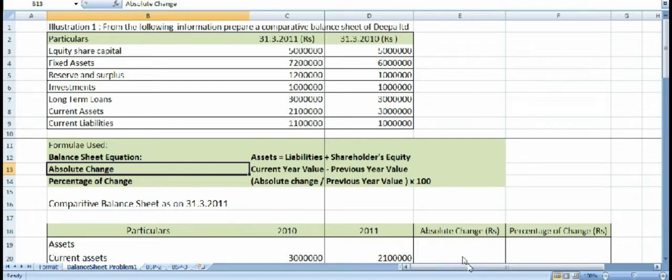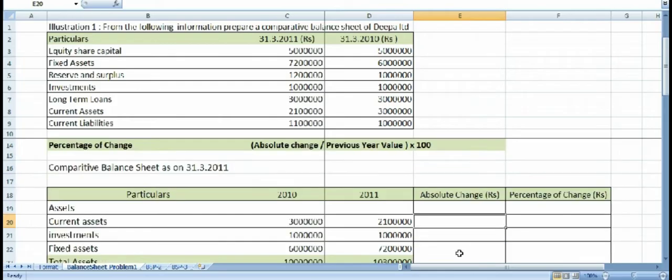First we have to find this absolute change. The absolute change's value is current year minus previous year. Just subtract. So the change will be either a positive value or a negative value. Do this absolute change for every value.